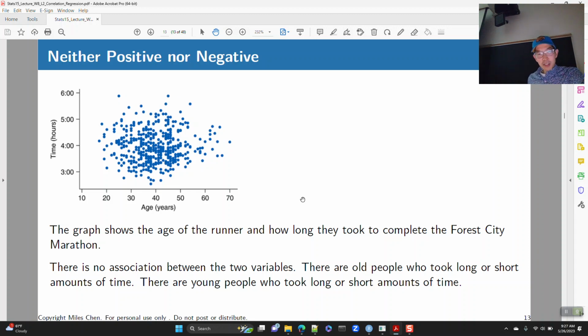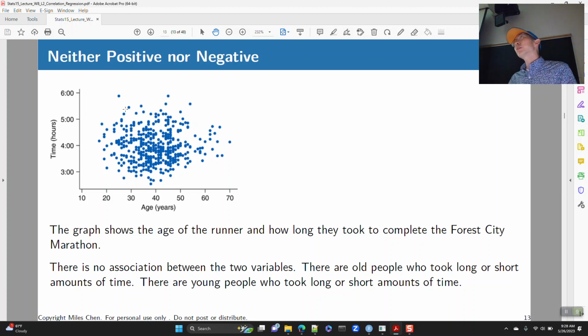All right. Here is an example of something that has neither a positive nor a negative trend. This is race times of different runners that competed in a marathon, and we have competitors of different ages, I think ranging from 18 to 70. And at this marathon, what we see is, there are people who are 40 years old that had very fast race times and slower race times. There are people age 50 who had faster race times and slow race times. People age 30 who have fast race times and slow race times.